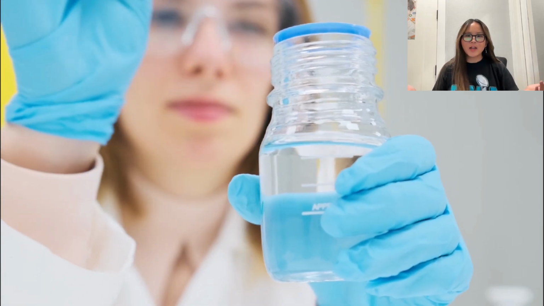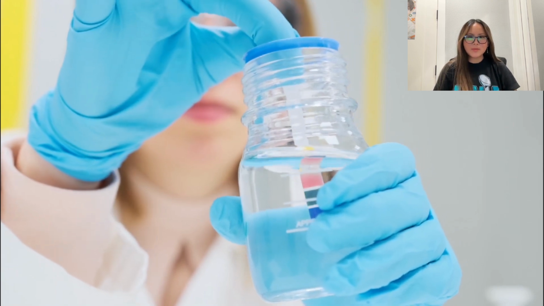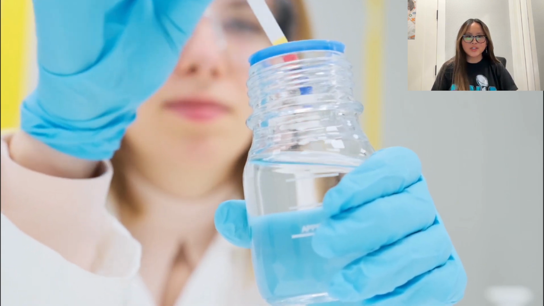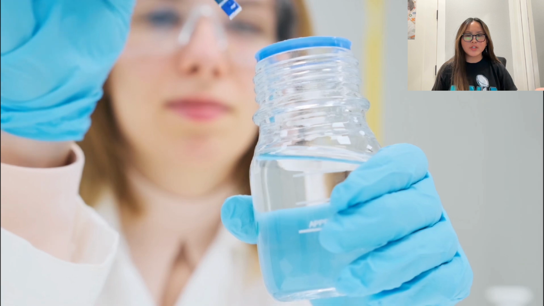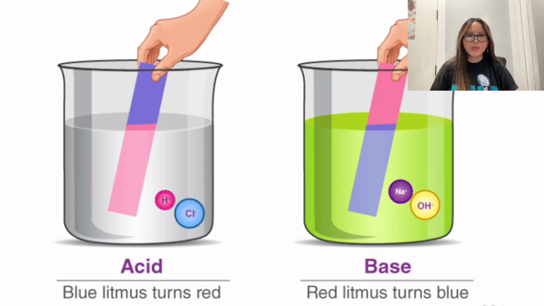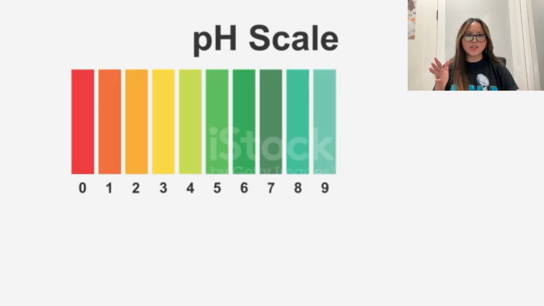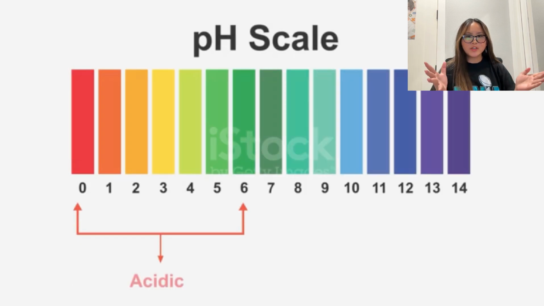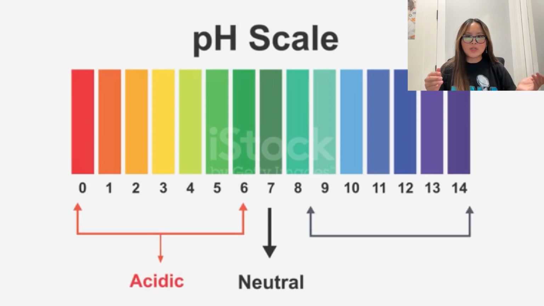Standing for the potential of hydrogen, pH is the guideline in chemistry that helps quantify the concentration of H+, also known as hydrogen ion, to help determine the basicity or acidity of a substance. The pH scale ranges from 0 to 14, naturally occurring, where the lower the number, the more acidic it is.